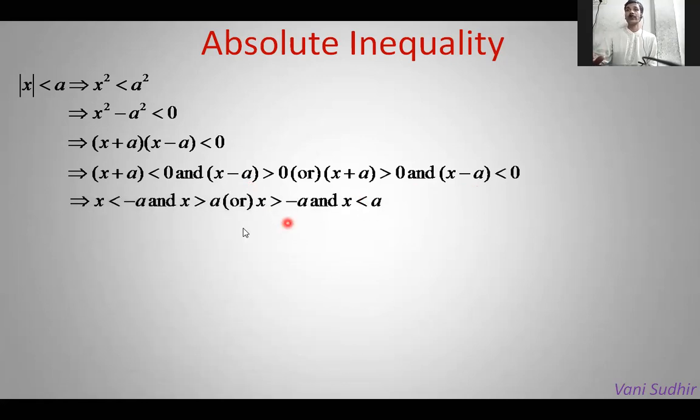We can further simplify and write like this. Here, "and" means common. x less than minus a and x greater than a: here we cannot get a common region. So this condition only is enough: x greater than minus a and x less than a. Then what will be the common region? Minus a to a is the common region. So the second condition is enough.